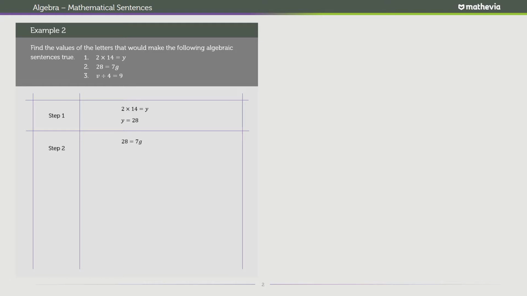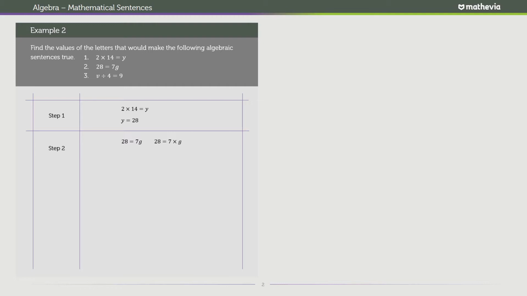Another one, 28 equals 7g. So this looks like we're missing a sign. But I'm going to tell you something very interesting about algebraic sentences. Sometimes we choose to leave out the multiplication sign. So 7g is the same as 7 times g. So just so you're not confused if you ever see this anywhere, we often leave out the multiplication sign, and we can write 7 times g as just 7g. So 28 equals 7g, 28 equals 7 times g.